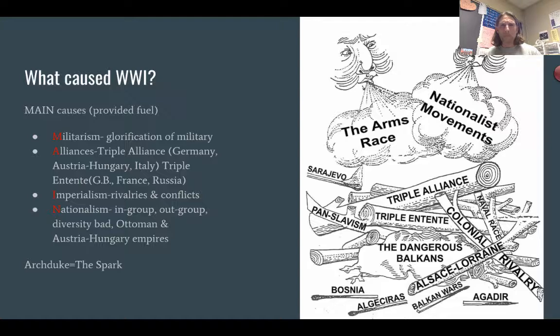So if you think of the MAIN causes, these are the things that have piled up like kindling, or like gunpowder, as it's sometimes viewed. And now all you need is some spark to make this whole thing go up. And when the Archduke is assassinated, that's when it happens.